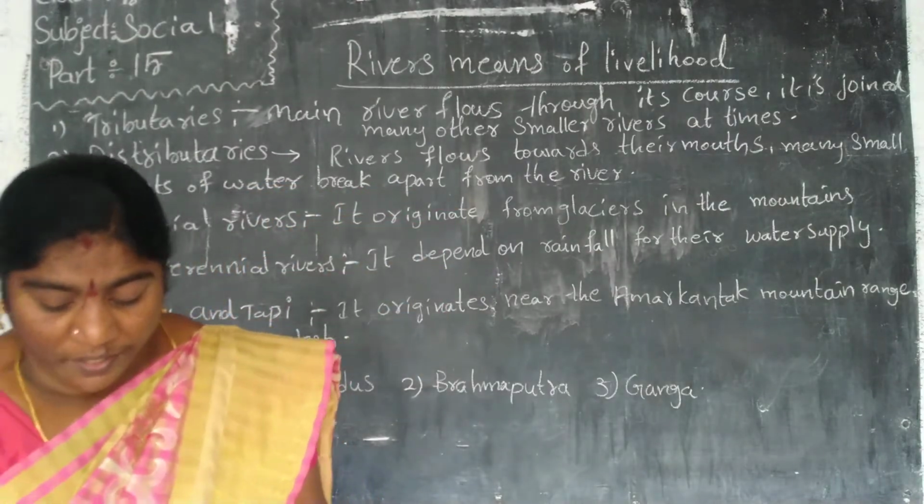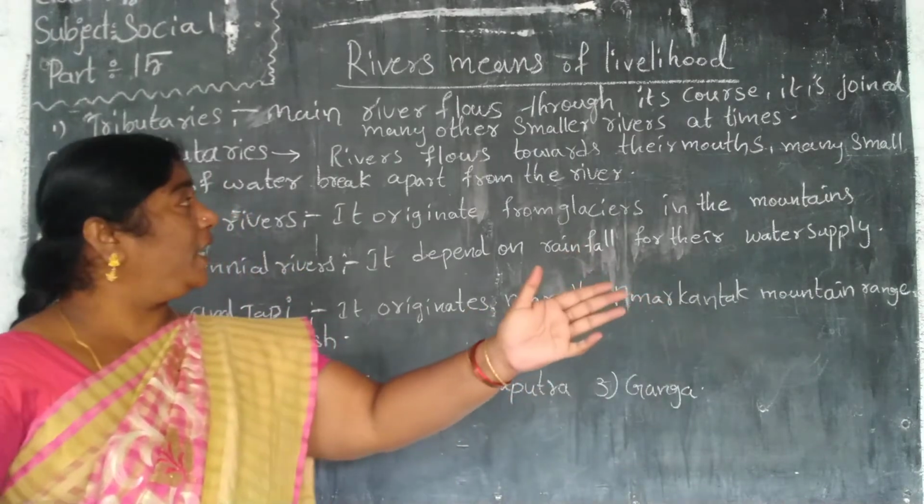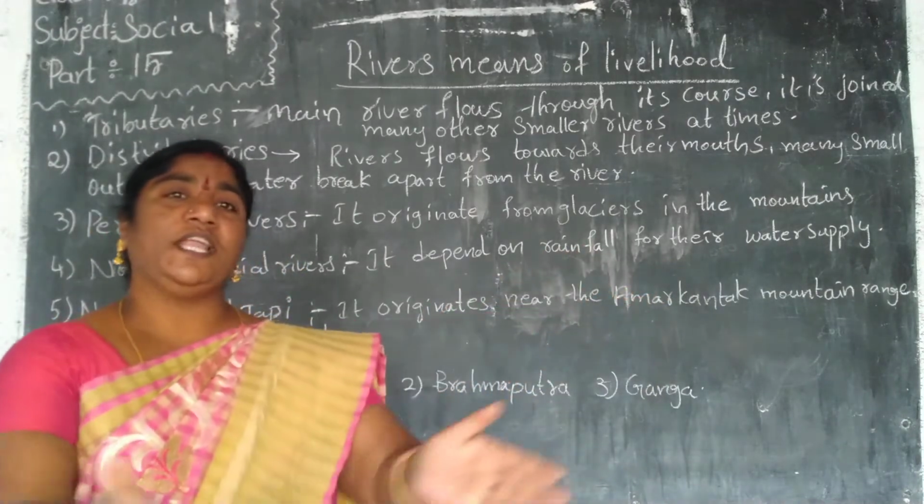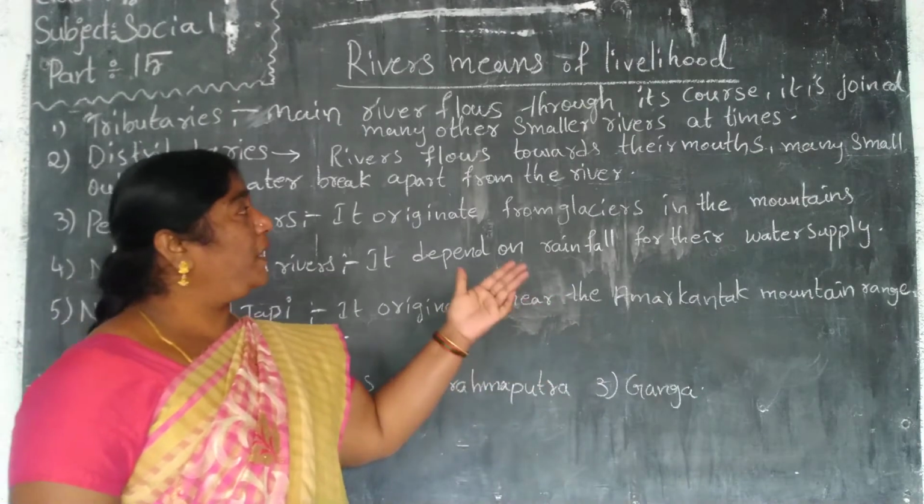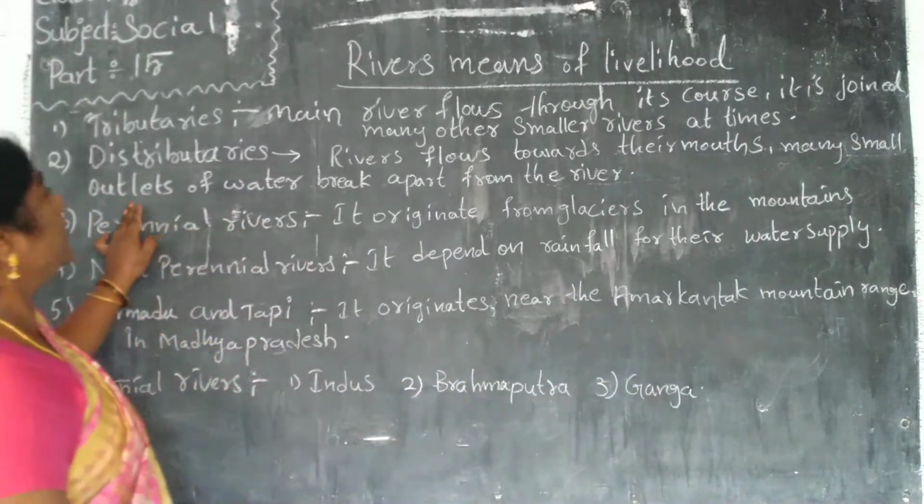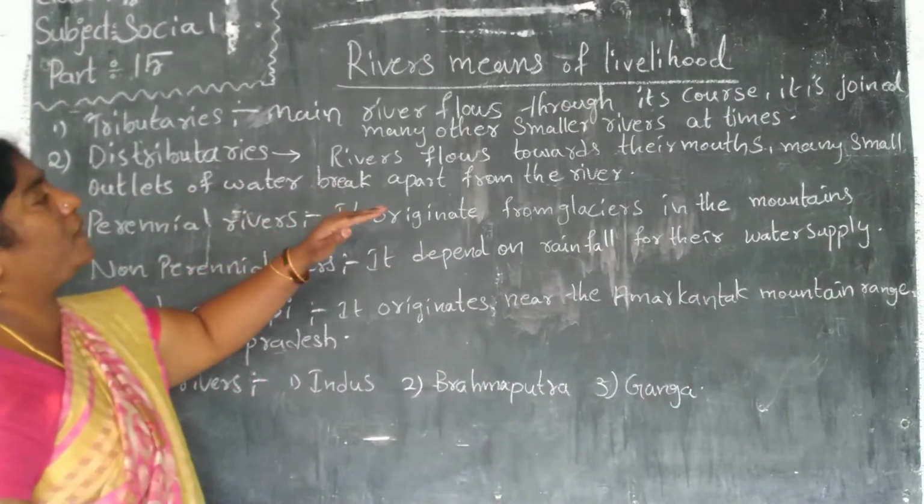Rivers flow towards the end of their mouths. Many small outlets of water break apart from the river.